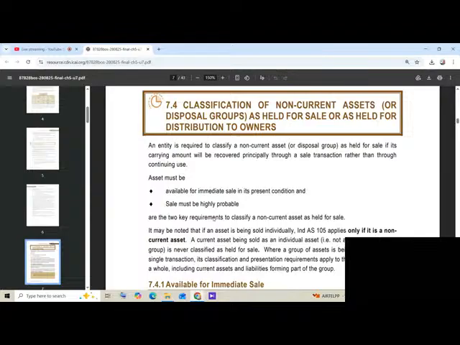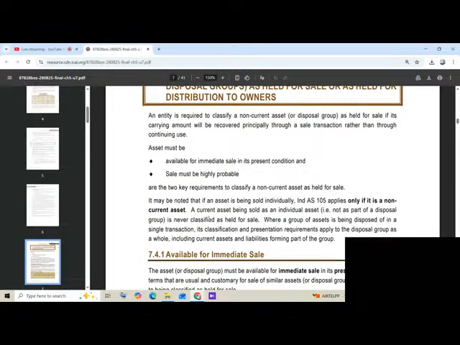Classification of non-current assets or disposal groups as held for sale or as held for distribution to owners. An entity is required to classify a non-current asset or disposal group as held for sale if its carrying amount will be recovered principally through a sale transaction rather than through continuing use. The asset must be available for immediate sale in its present condition, and the sale must be highly probable. These are the two key requirements to classify a non-current asset as held for sale.